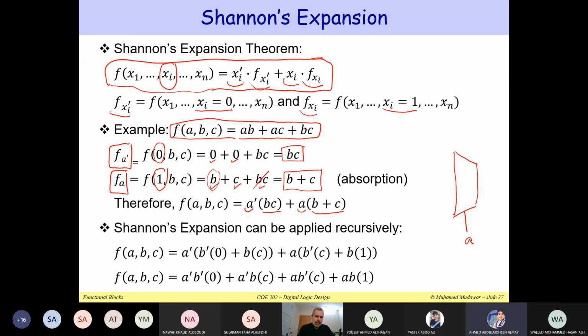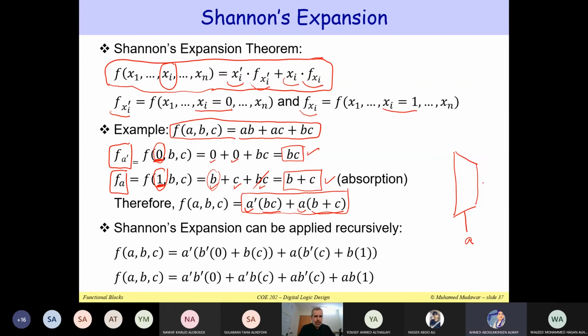When a equal to 0, you get b and c. So it's a prime and b and c, because this is what we got when a is equal to 0. When a is equal to 1, we got b or c. So it's a and, between parentheses, b or c. This is now my expression for the function f. You cannot replace a with a prime and a prime with a. So it's a prime and b and c, or a and b or c.